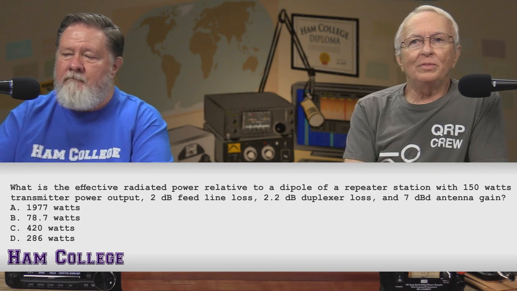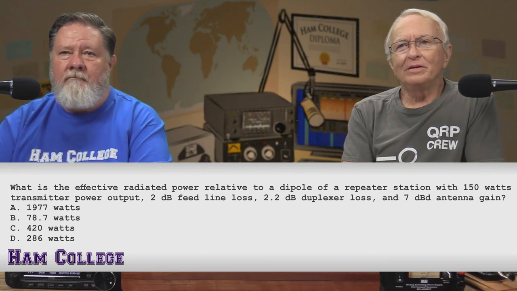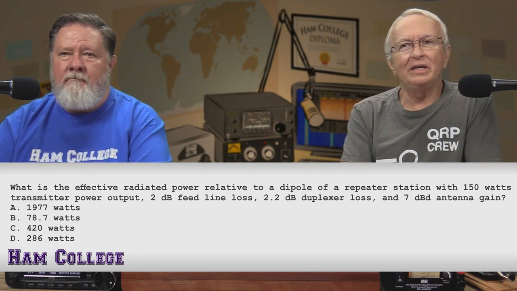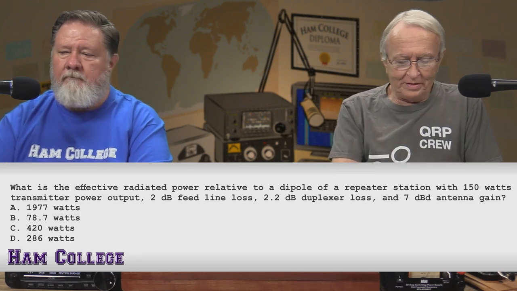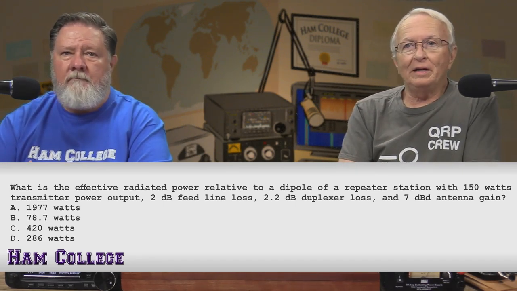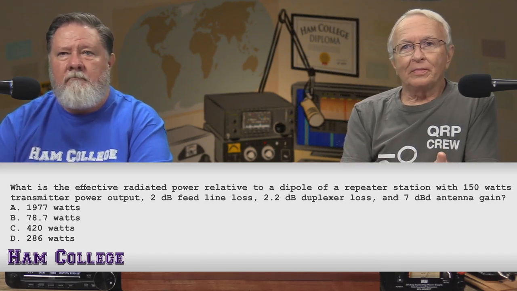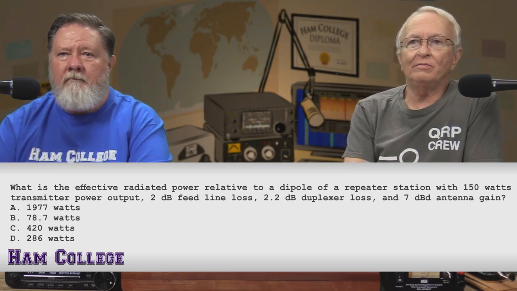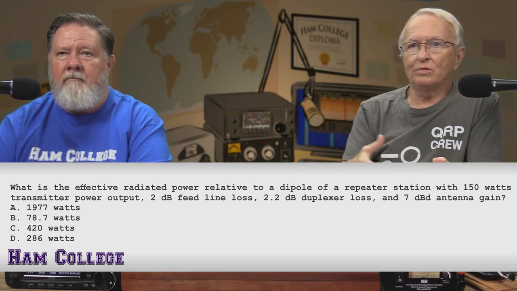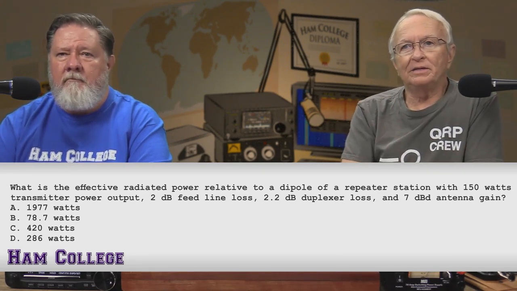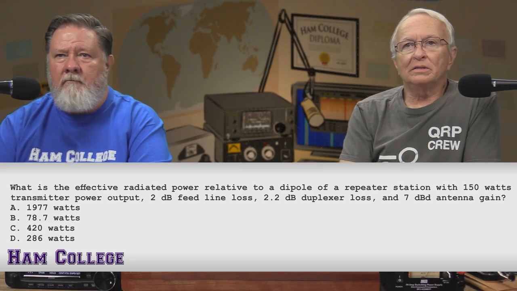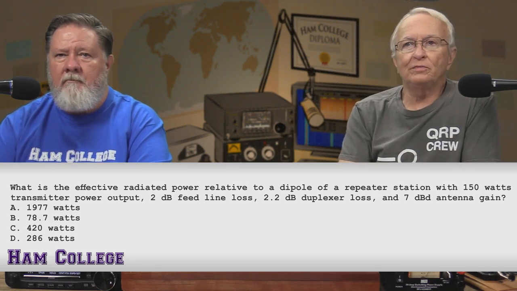What was the effective radiated power relative to a dipole of a repeater with 150 watts transmitter power, 2 dB feed line loss, 2.2 dB duplexer loss, 7 dBd antenna gain? The way I would solve this, first thing I want to do is combine my losses. So 2 dB and 2.2 dB, that's 4.2 dB of loss. That's going to be for the whole system. 7 dBd antenna gain. So we're going to subtract 4.2 from 7 dB.